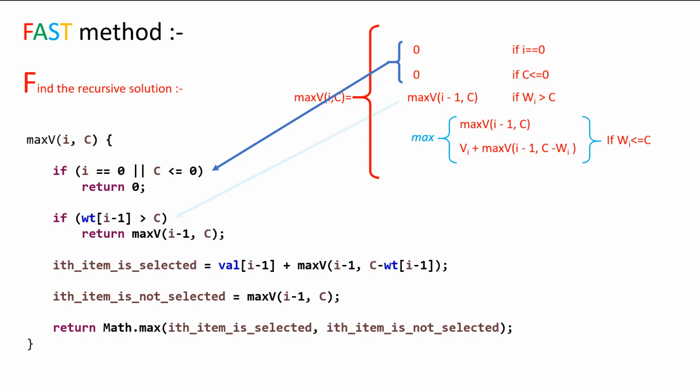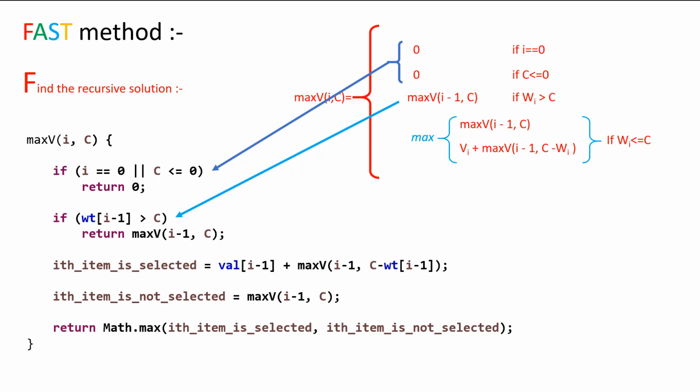Let's come to the next one. If wi is greater than c. Here in the condition I have mentioned wi, meaning the weight of the item is greater than c. The weight of the item has to be taken from the weight array, and we will use i-1 because the weight array starts from 0 onwards, right? If it's greater than c, then we are going to return maxv of i-1, c.